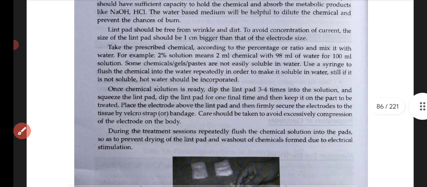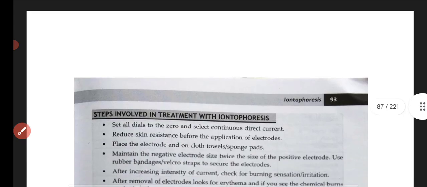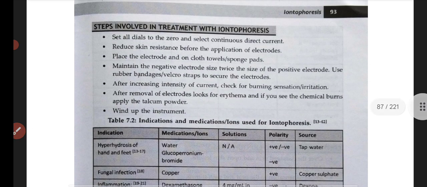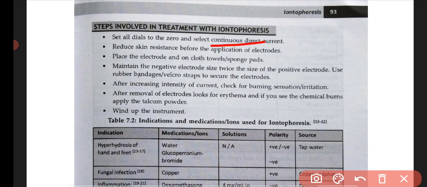So next, come to the steps involved in treatment of iontophoresis. Set all dials to 0 and select continuous direct current. Reduce skin resistance.